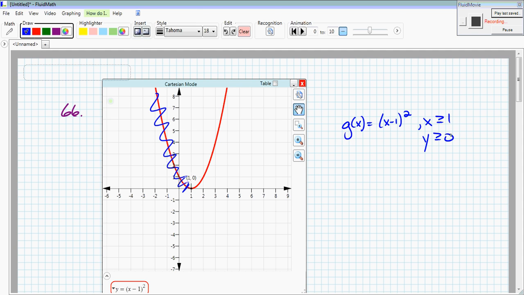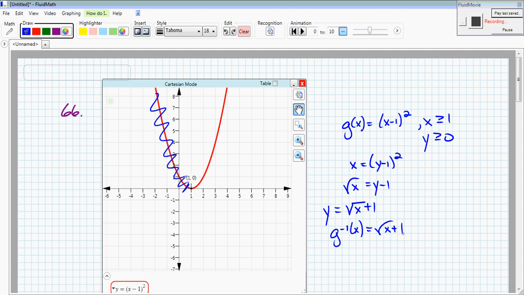So when we find the inverse, because we're switching x and y, we're also going to switch these domains. So in order to find the inverse, we would say x equals the quantity y minus 1 squared. Okay, we would take the square root. When we take the square root, we get the square root of x equals y minus 1. And then here, we would have to add 1. So we have the square root of x plus 1 equals y. So then that would be the inverse of the original function.